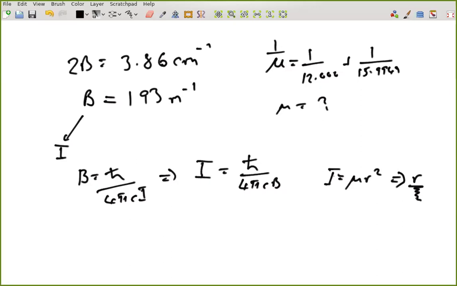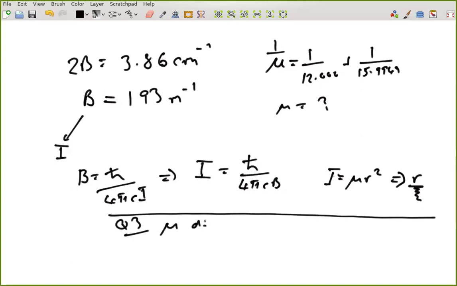Okay, but then question 3 works backwards. For question 3, once you have your R, you're going to work backwards. You've got a different mu, so you'll be able to find your different reduced mass, but your R is the same. It's chemically the same compound, which means that if you've got mu and R, then you can calculate I, because I is equal to mu R squared.